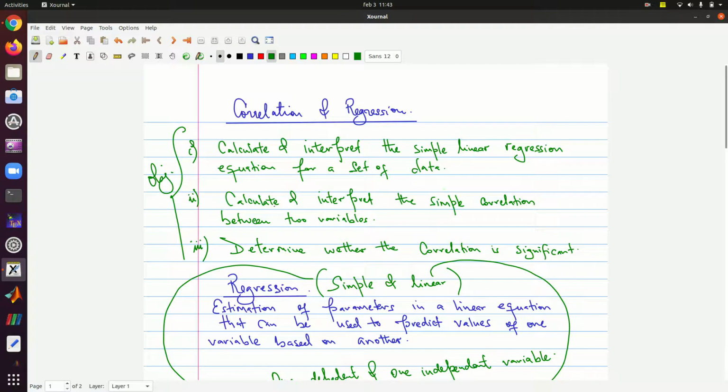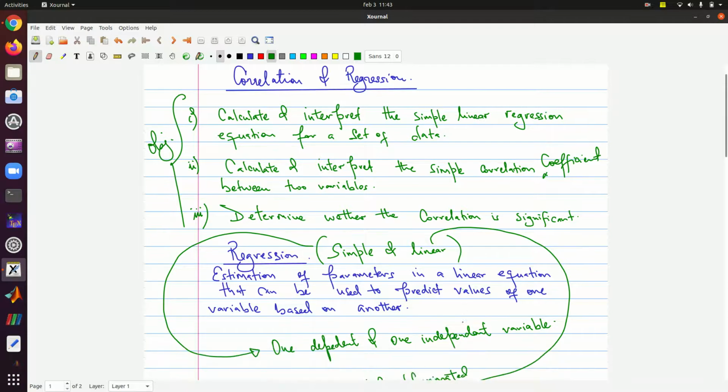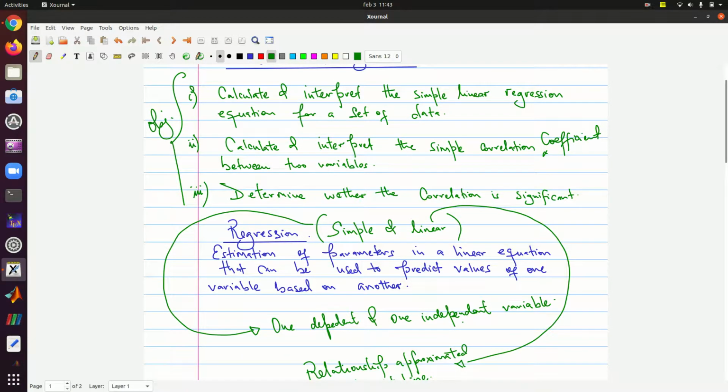And then in the next segment we shall move to correlation, where we shall look at how to calculate and interpret the simple correlation coefficient between two variables, and then how to determine whether the correlation is significant or not.